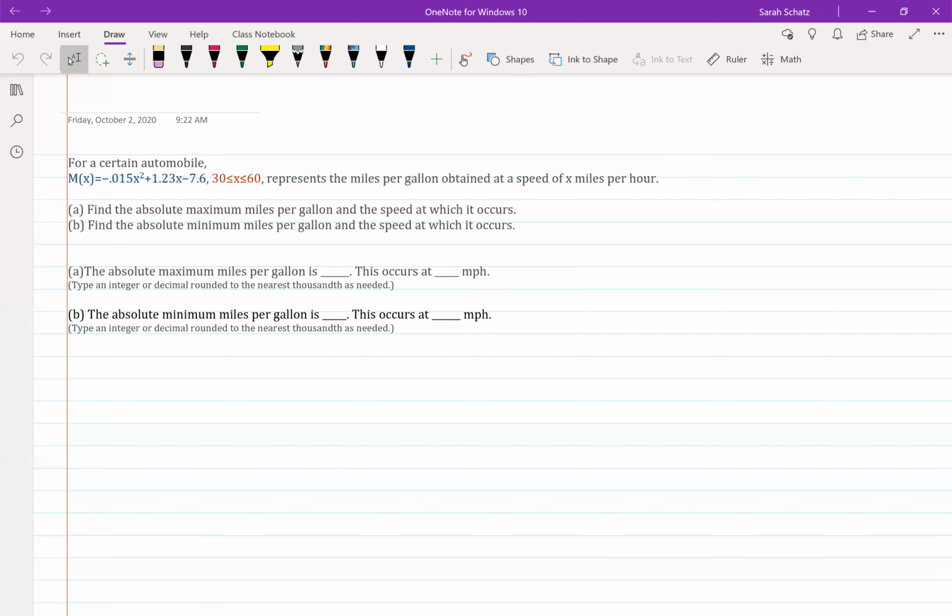Okay, so what I did was I took some of the questions I wanted to do and I went ahead and put them in my notebook paper so we could work them together. So let's get started with this first one.